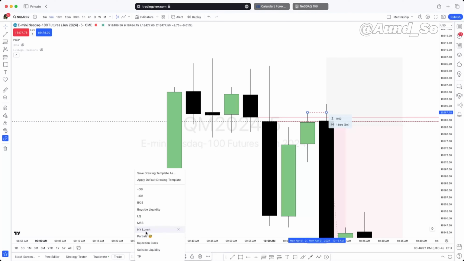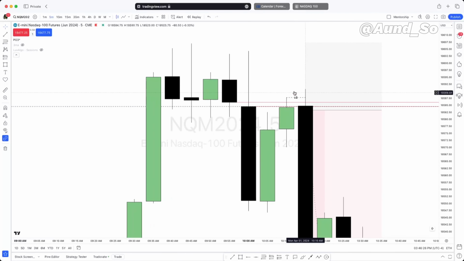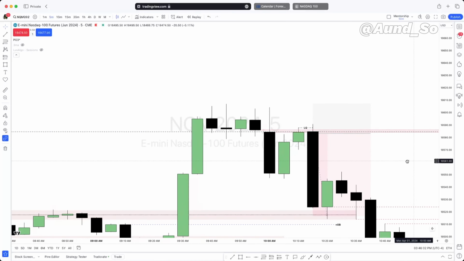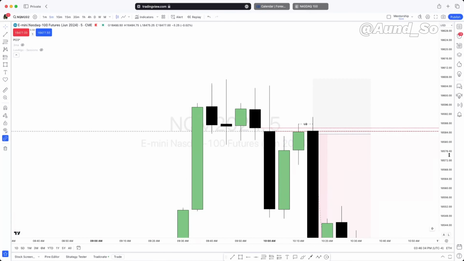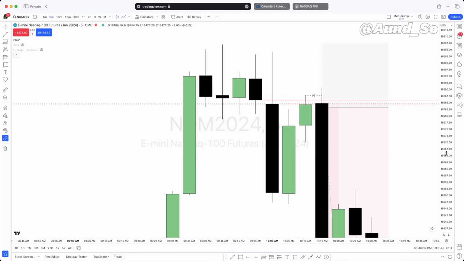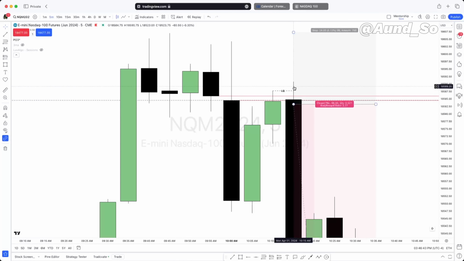And this is why I don't really like to trade NAS, because NAS will give you good setups and then just blow right through it. Sometimes it won't respect it. So this was kind of risky, but I got in as soon as it started pushing away.